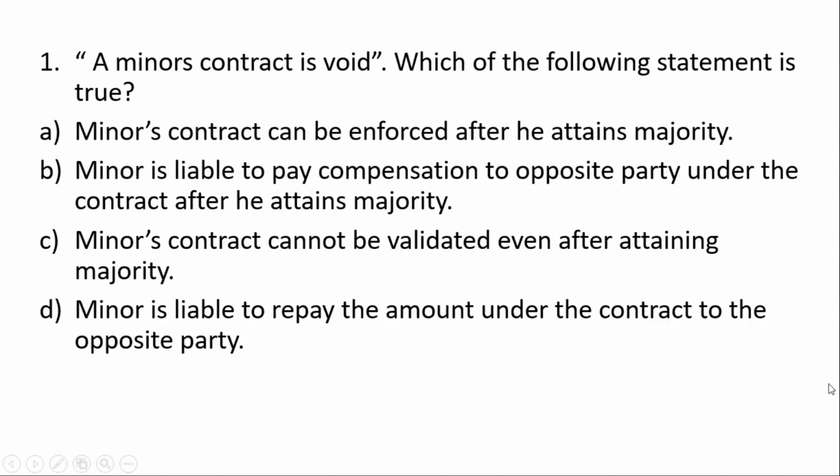Let's get started. Our first question is, a minor's contract is void. Which of the following statement is true? The correct option is option C. Minor's contract cannot be validated even after attaining majority. That's why minor's contract is void.